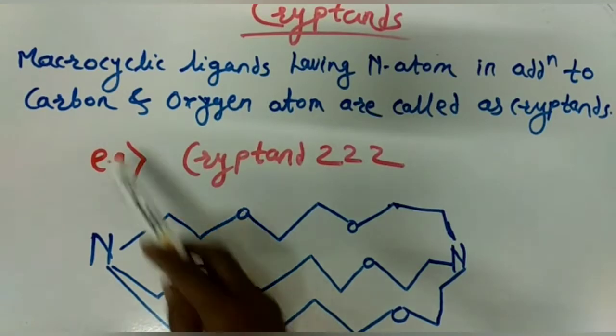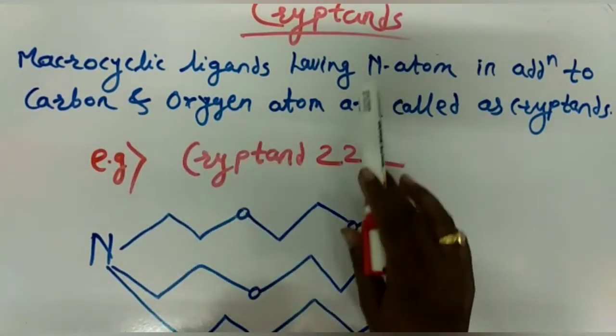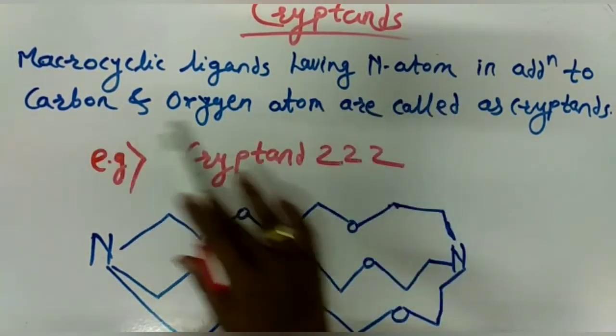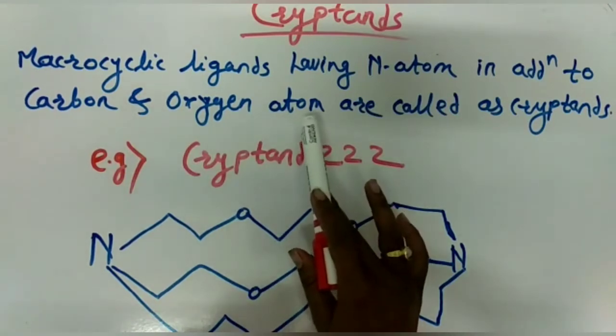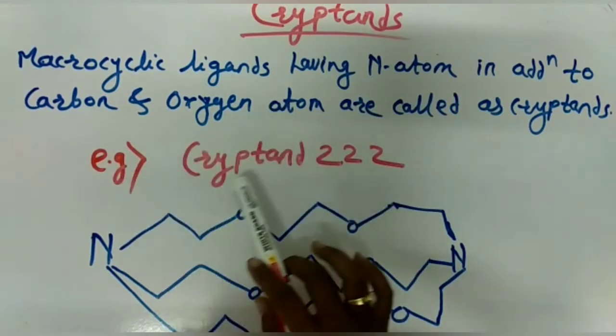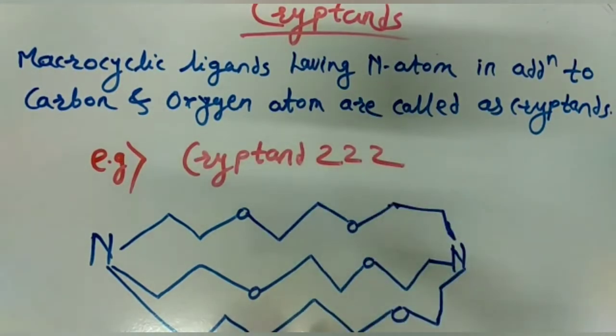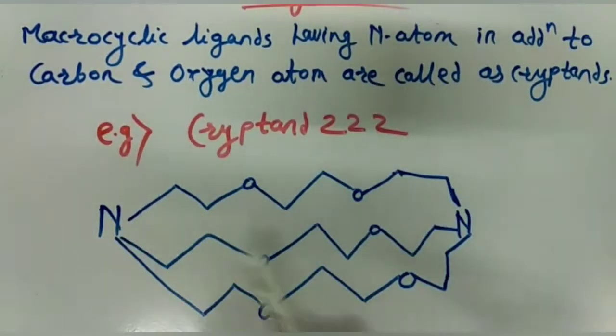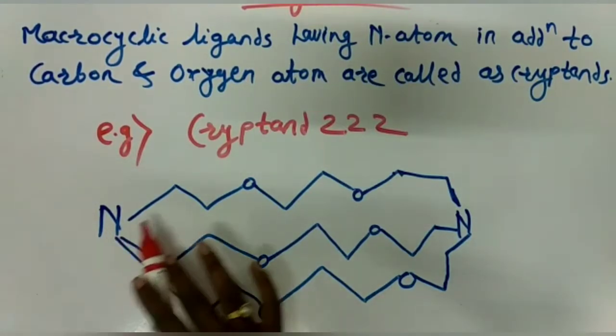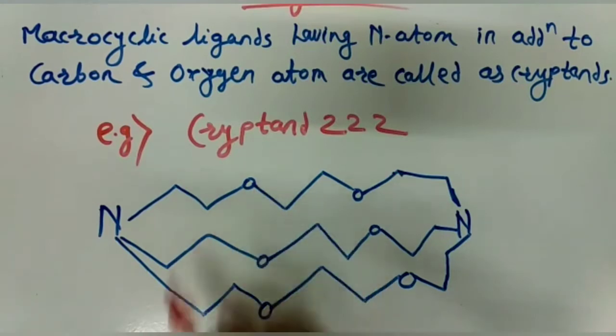Cryptands are macrocyclic ligands which have nitrogen atoms in addition to carbon and oxygen atoms. Here we are considering the example of cryptand 222. See here the structure of cryptand: the nitrogen atom in addition to carbon and oxygen.